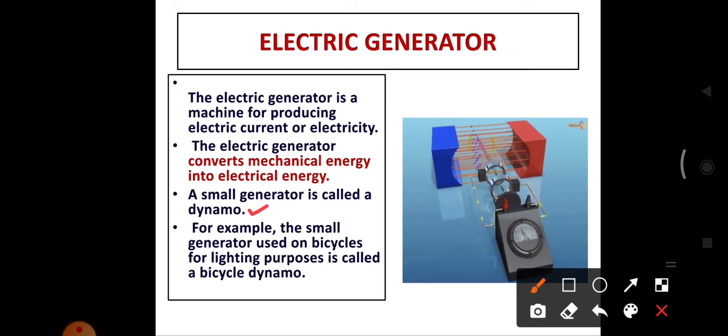For example, the small generator used on bicycles for lighting purposes is called a bicycle dynamo. This generator is used for lighting purposes and also heating purposes. A bicycle dynamo is a small electric generator. This is a very important point. What is meant by an electrical generator? An electrical generator is a device that converts mechanical energy into electrical energy.